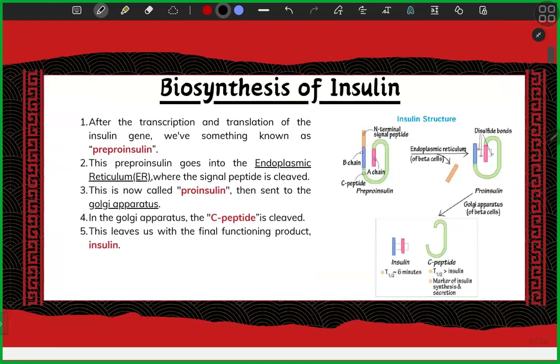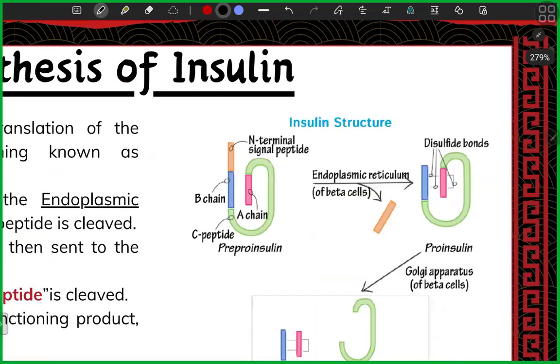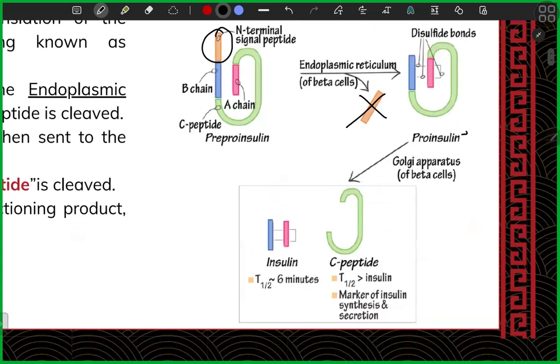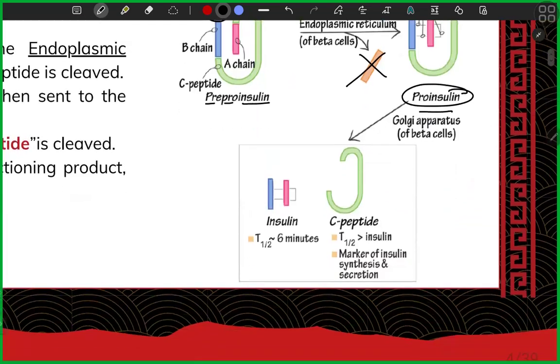Okay, so you have the biosynthesis of insulin. When insulin is first synthesized from the insulin gene itself, after transcription and translation, you have this signal peptide. The only job of the signal peptide is to tell the whole structure to go into the ER. When it goes into the ER, the signal peptide is removed. After removing the signal peptide, this is called proinsulin. So it goes from a pre-proinsulin to a proinsulin. Then from the proinsulin, it goes into the Golgi apparatus, where it's cleaved again, and then it forms our main two products, insulin and C-peptide.